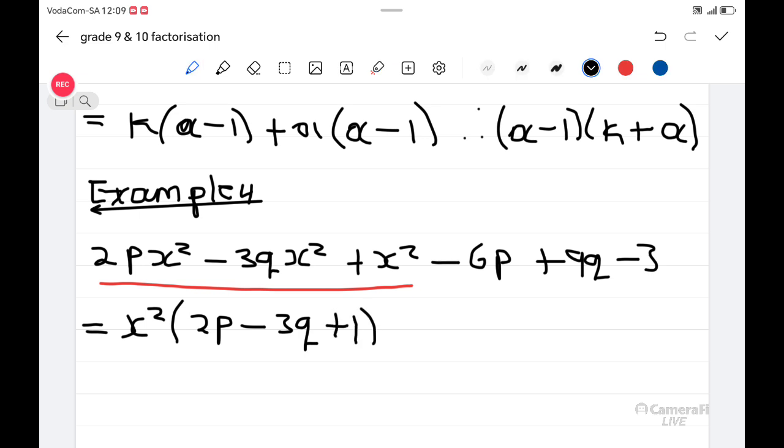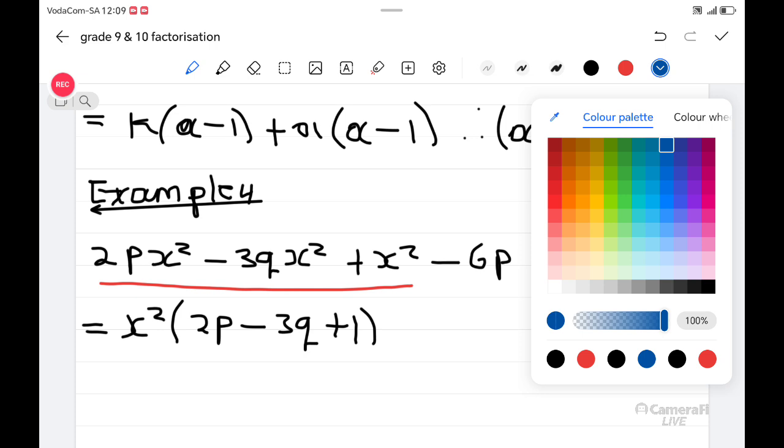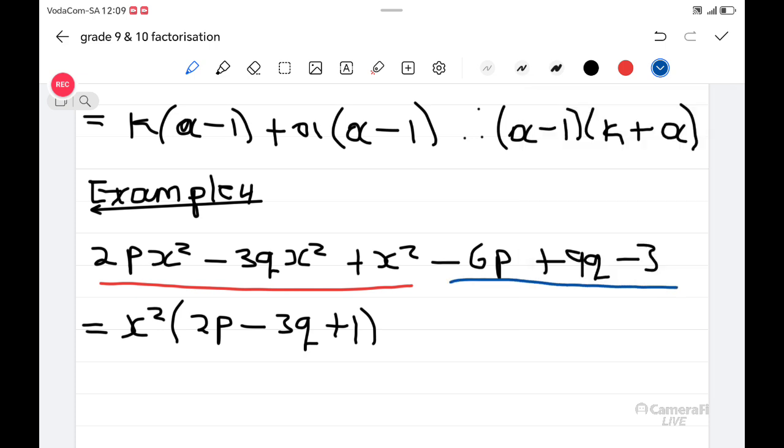And then on the second group, what is it that is common? On the second group, I will take the negative 6. Why don't you take just 6? Not 6, but negative 3. Because I want this one that is negative to look like this one, to be positive. So you take out negative 3.